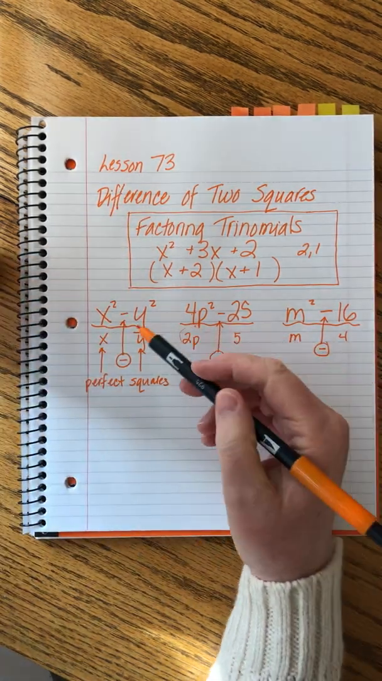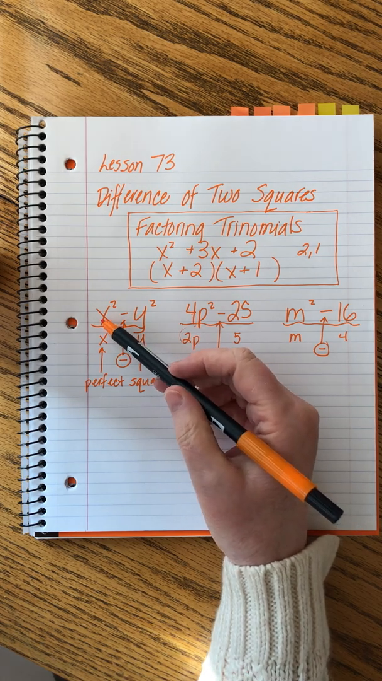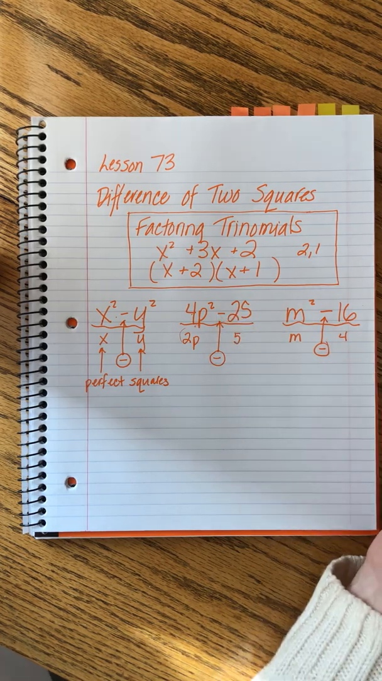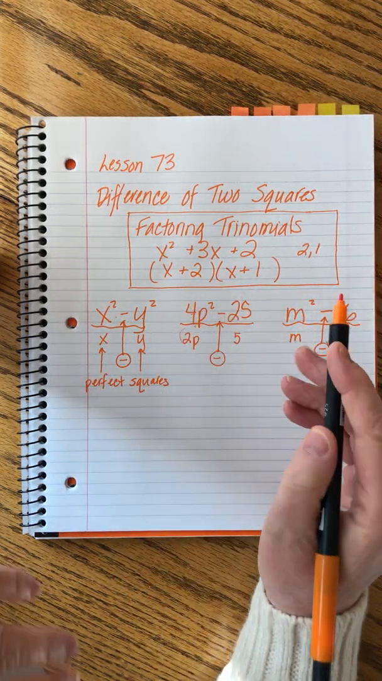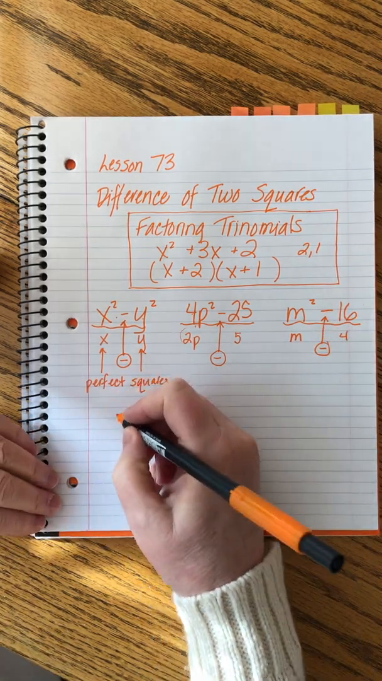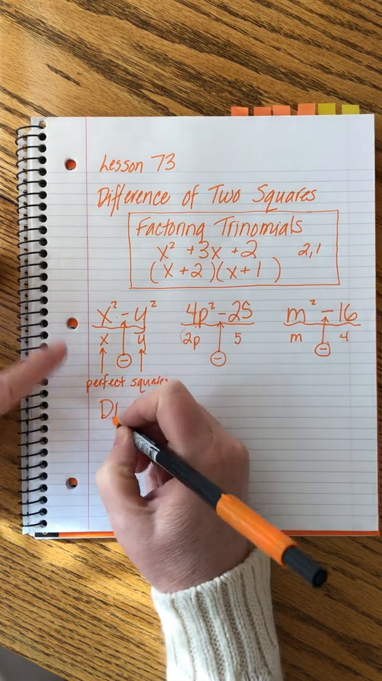And we recognize, oh, look, square, square with a minus in between. That's what we're looking for. That's when we know that we can use the difference of 2 squares theorem. And that looks like this. Oh, let me just write this. I'm going to write this again. I know I wrote it up there.